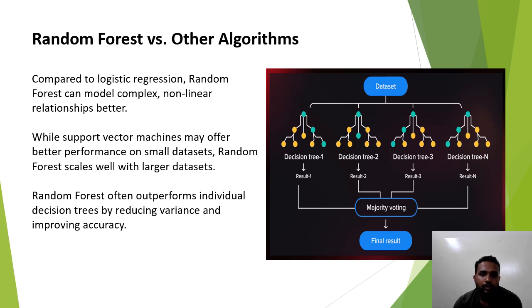Random forest versus other algorithms. Compared to logistic regression, random forest can model complex and non-linear relationships better. While support vector machines may offer better performance on small datasets, random forest scales well with large datasets. Random forest often outperforms individual decision trees by reducing variance and improving accuracy.